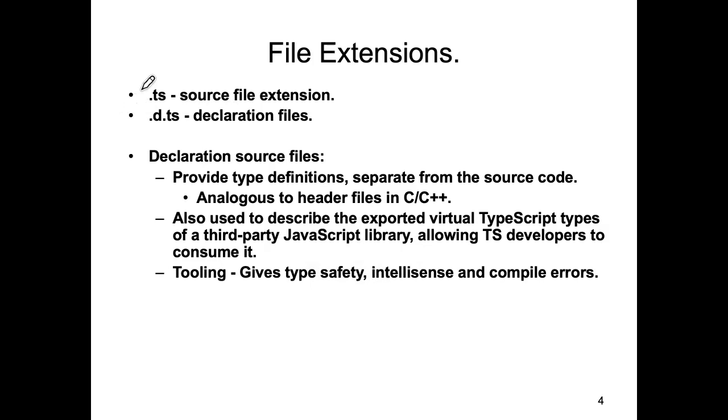The majority of our files will be source code though. Source code files are just .ts files. The .d.ts files don't contain any runnable code. They just contain declarations of data types. I'm elaborating a little bit on these declaration files here. They provide type definitions, and they're separate from the source code. If you've done any C or C++ programming, these .d.ts files are similar to header files in those languages.